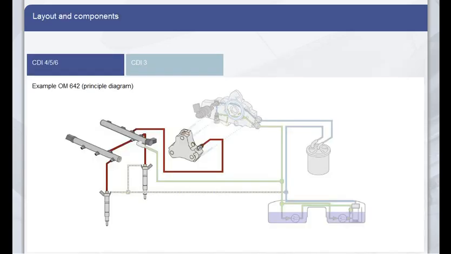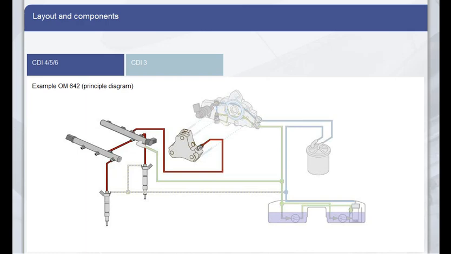The high-pressure system controls and maintains the necessary fuel pressure for injection. The illustration shows the fuel circuit on the OM642 as an example. The high-pressure system is bold and the low-pressure system is faded. The layout and function are largely the same as those of the CDI-3 system, which you are already familiar with from the third part of the program.